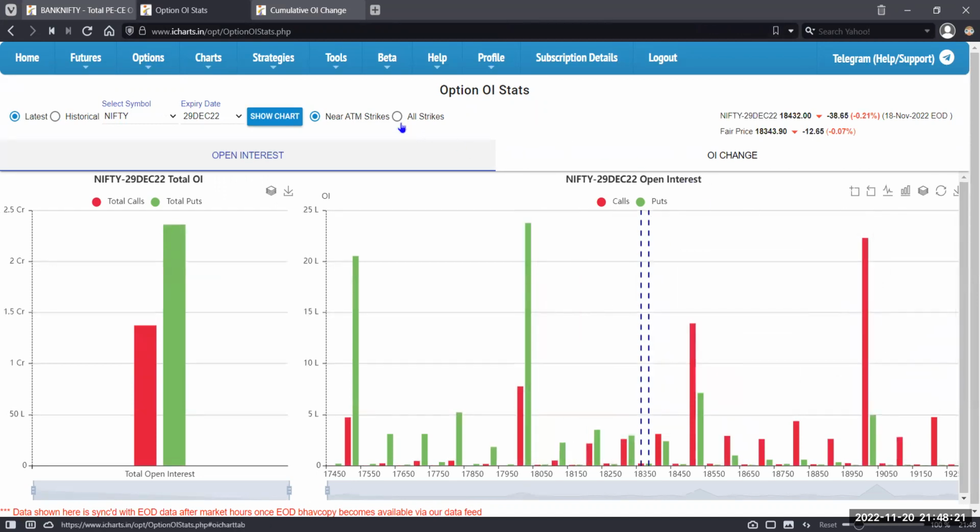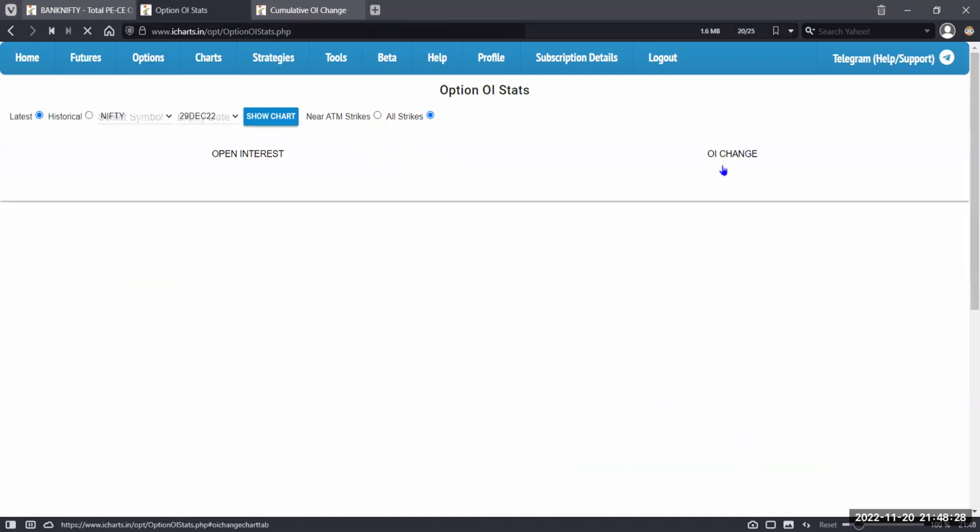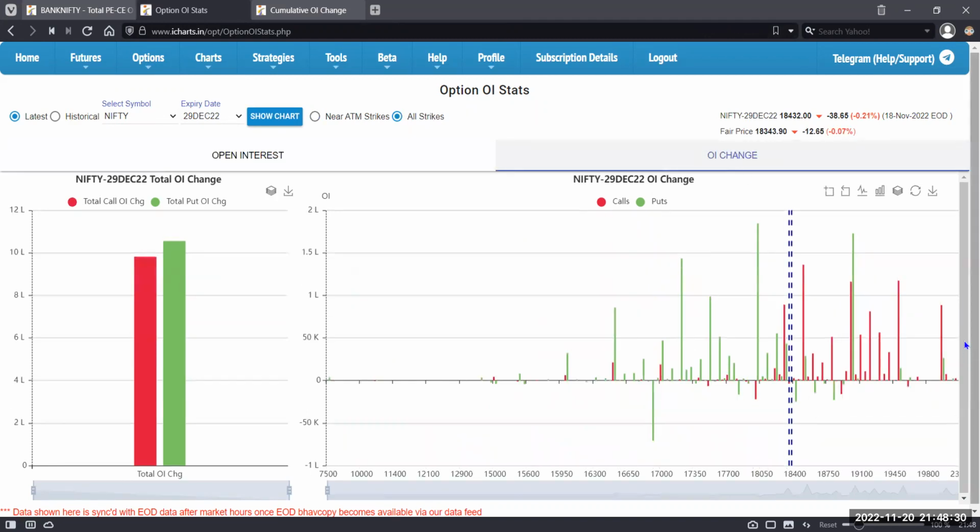So if you see the change as well with all strikes, look at the positioning. Have you ever noticed in any market regime such data points earlier? I don't know. I probably have not observed it so closely.